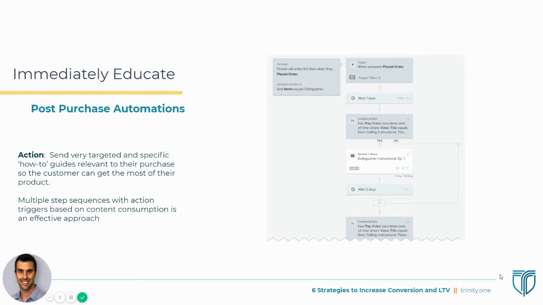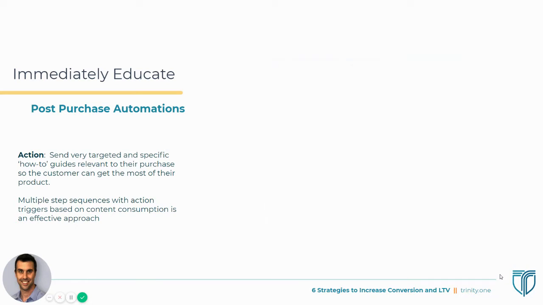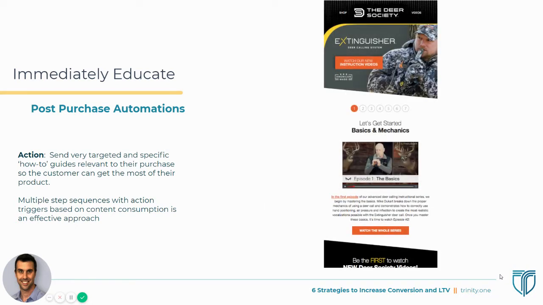So what this is, it's sending very targeted and specific how-to guides relevant to a purchase so a customer can get the most out of their product. And you can see the example on the right, that's showing a screenshot from Klaviyo, a great email platform that we utilize, to extend a conditional split that, depending on where someone is in their customer journey and watching videos that we send out to these folks, would dictate what they would get.